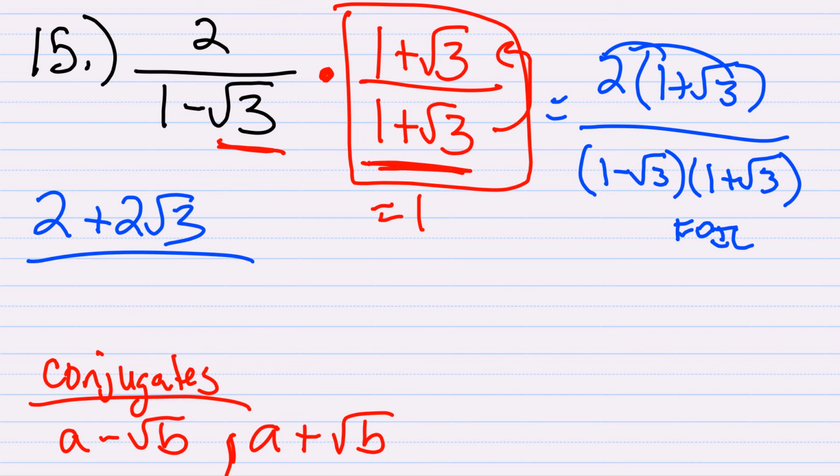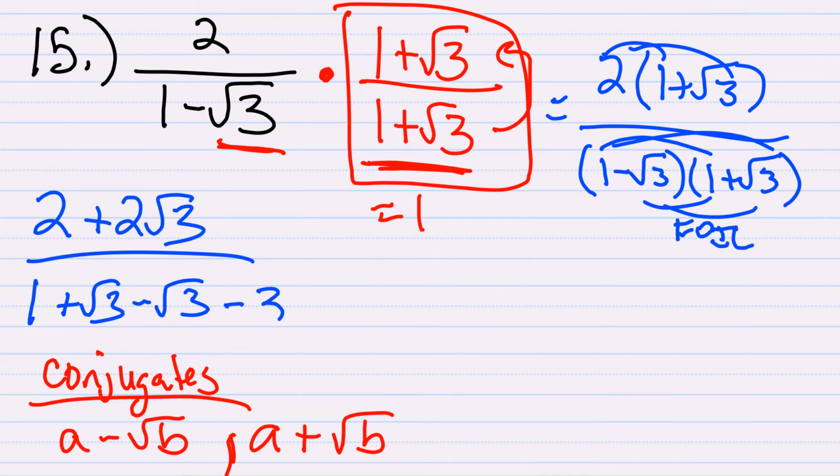Now the bottom I have to FOIL. So I do the first 2. 1 times 1 is 1. I do the outside. That's plus radical 3. I do the inside. That's minus radical 3. I do the last 2. Radical 3 times radical 3. Well, that's minus 3. Because it's minus radical 3 and plus radical 3. That's why the radical 3 and radical 3 give me the 3. The minus times the plus give me the minus.